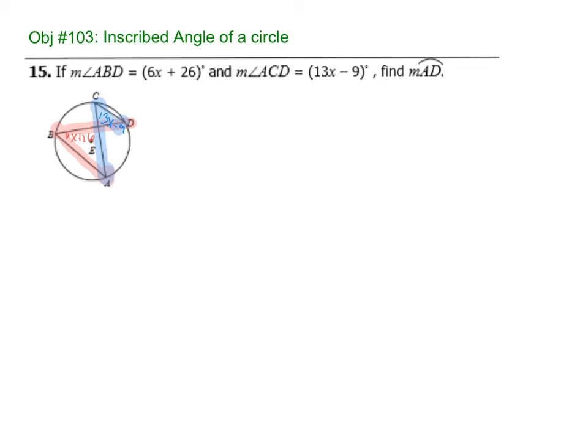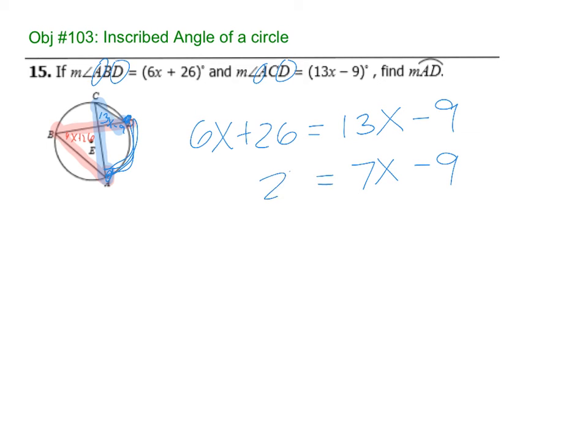So we talked about this yesterday. What do we know about those two angles? They are equal. Why? Notice they both share A and D. Look, AD and AD. That means they have the same arc. Since they have the same arc, they're equal to each other. So 6x plus 26 equals 13x minus 9. Okay? Subtract 6x on both sides. 7x minus 9 equals 26. Add 9 to both sides.